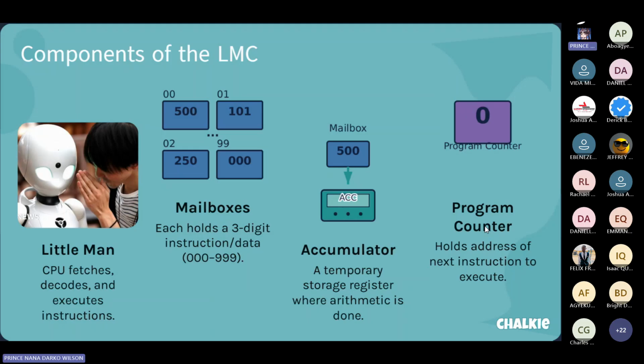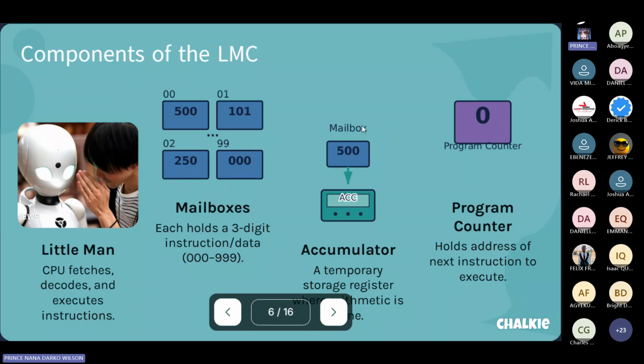So let's go over that. Little man is a central processing unit. It fetches, decodes, and executes the instruction. The mailboxes hold the data. There are 99 mailboxes, and each one can hold up to 1,000 data, starting from 0 to 999. And then 3-digit instruction data is actually 3 digits.